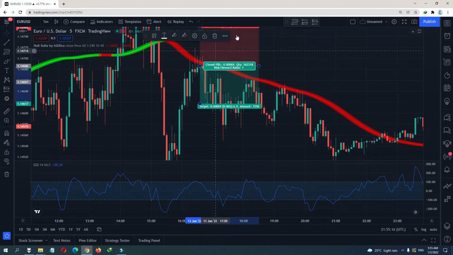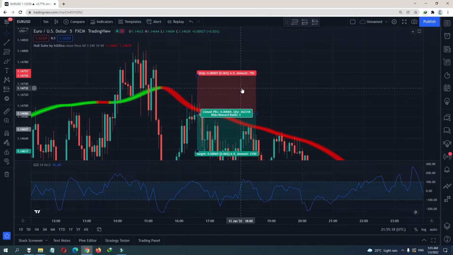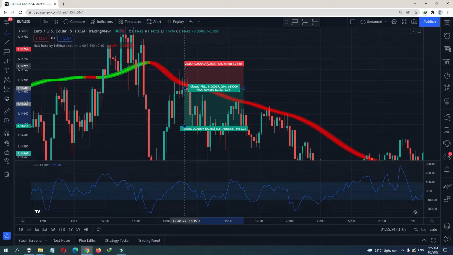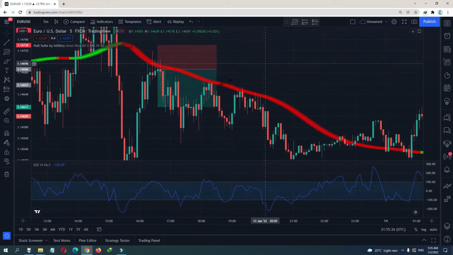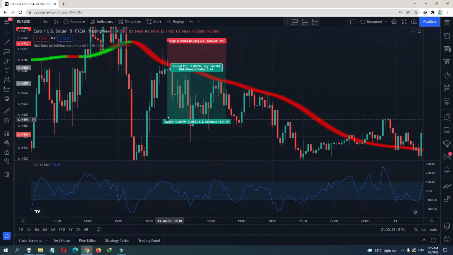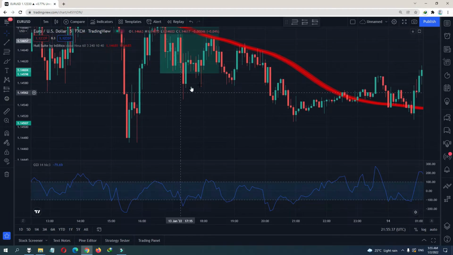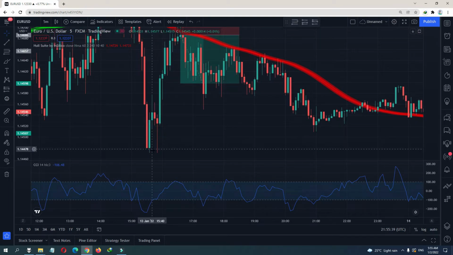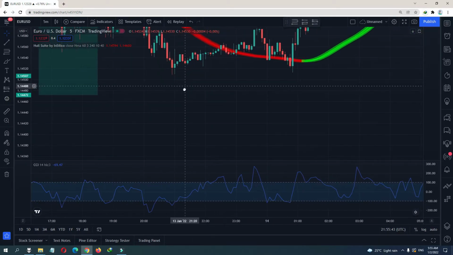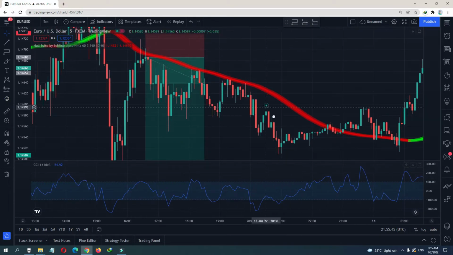Your stop loss is the last swing high, so maybe here. You target 1 to 2 or 1 to 1.5. It's here. You can also use support and resistance as your take profit. Say we take here. Not sure if we hit that. No, we didn't hit that.